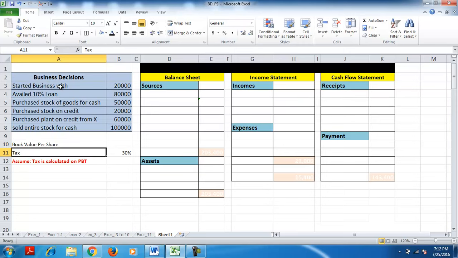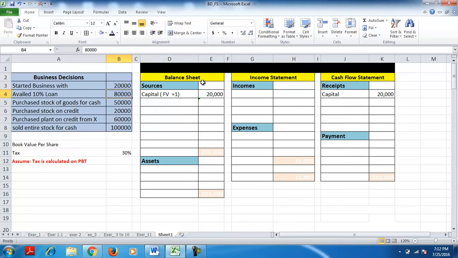So, started business with cash 20,000. It is a receipt. The business is receiving that money. It is not an income but a source. So started business with cash will be shown in the cash flow statement and a balance sheet as a source.